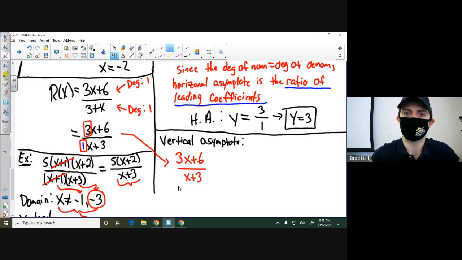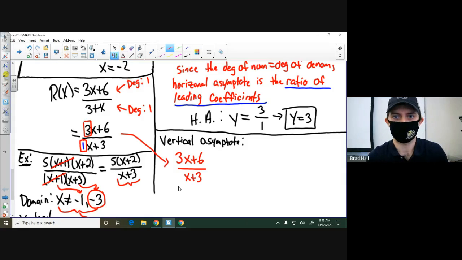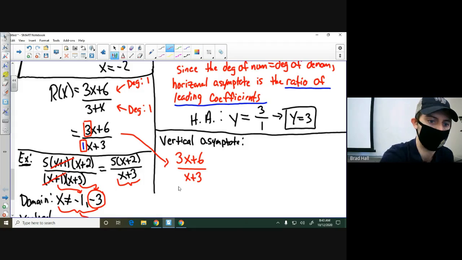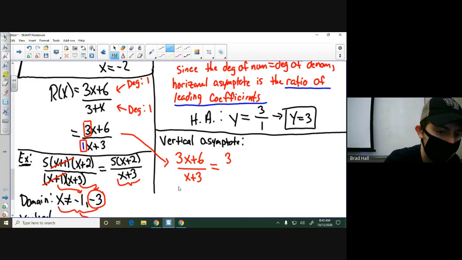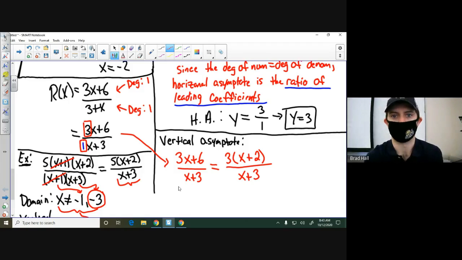Well, let's see. As you'll notice in the homework, one of the first parts asks you to put the rational function in factored form. And this would be the factored form. Notice I factored the numerator because both terms had a 3 in common. And notice there are no removable discontinuities. There's no factor on the top and the bottom that we could simply cancel out.